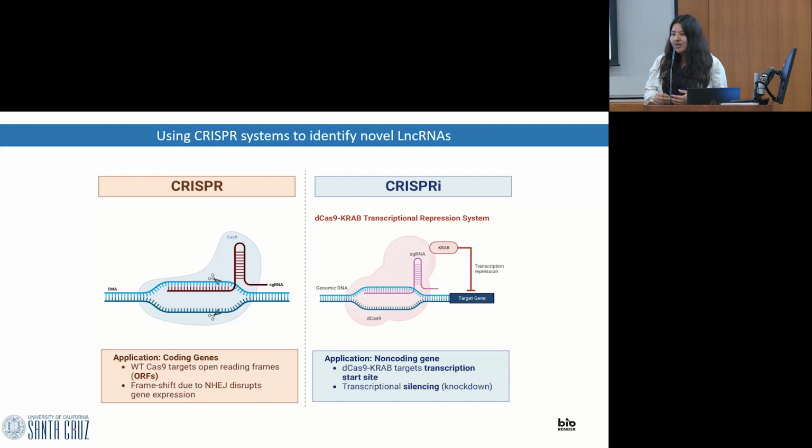Now, the most common CRISPR technology that all of us are very familiar with is the wild type or traditional CRISPR. This CRISPR system is used to target protein coding genes because they have open reading frames. The Cas9 goes and creates a double strand break in the open reading frame. When the DNA is repaired through non-homologous end joining, the DNA sequence is shifted, and therefore the gene expression is disrupted. Now, we cannot take advantage of this technology for long non-coding RNAs because these long non-coding RNA genes don't code for proteins, and they don't have open reading frames.